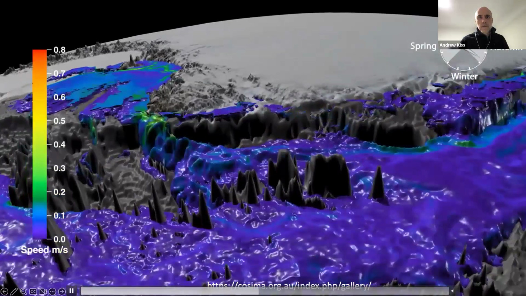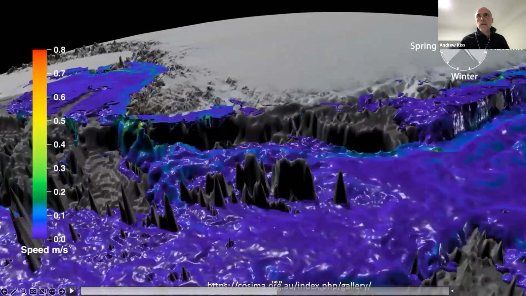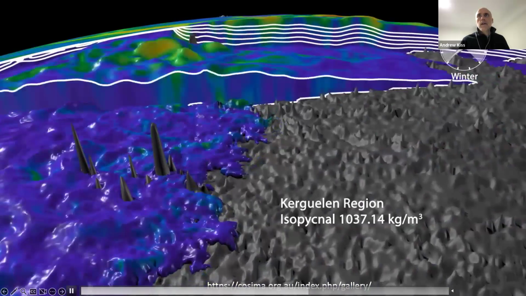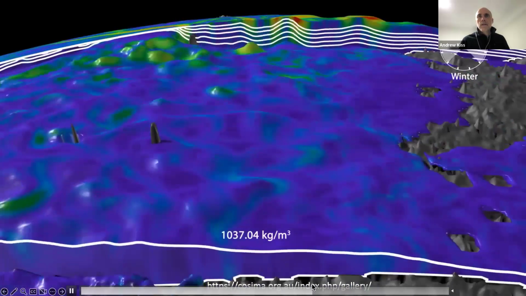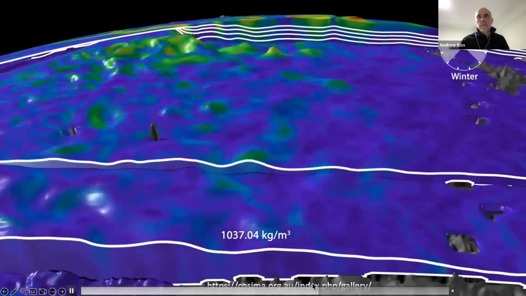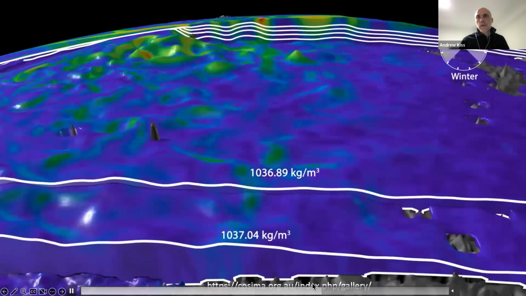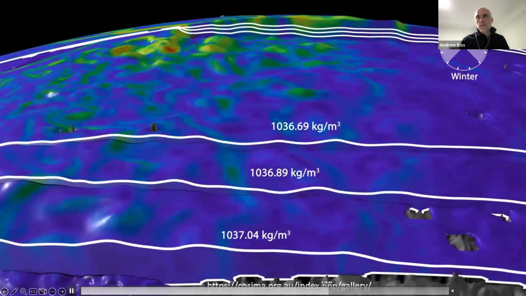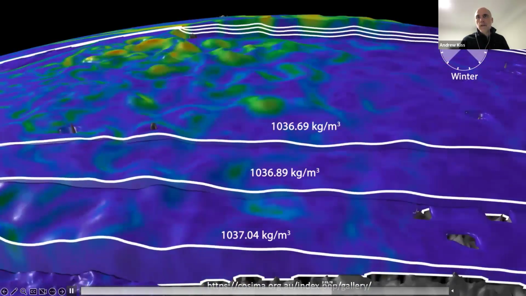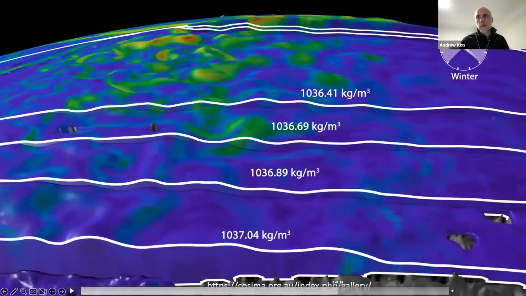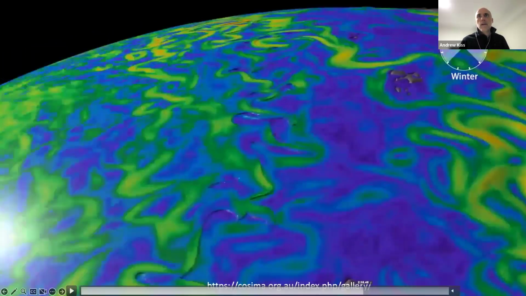And I'll just run this forward a bit further. So again, you can see these different layers of different densities. So that's 1,037.04, 1,036.89. So very small density differences, but they're actually really important because the oceans aren't energetic enough to be able to mix those away in most places. So they're barriers to circulation.